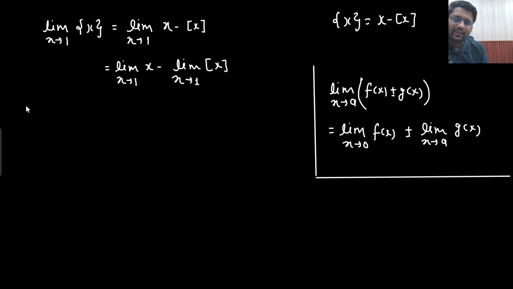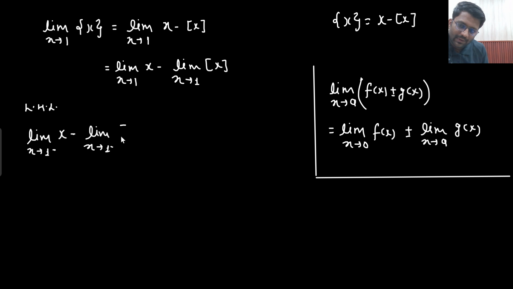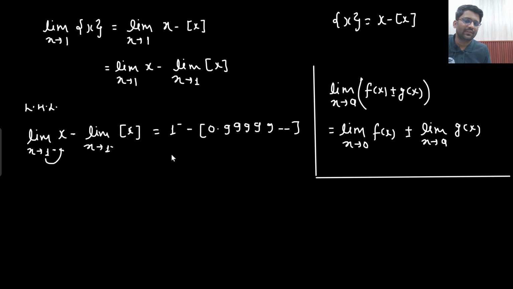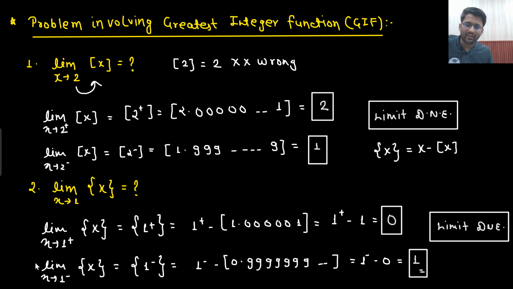Now we need to find out the left hand limit and right hand limit. If I find the left hand limit, that means I am finding limit x tending to 1 minus of x minus limit x tending to 1 minus of the greatest integer function of x. Now you know what will be the answer of this one? You put this value here, what will you get? 1 minus. Then 1 minus means somewhat lesser than 1, that means 0.999999. So the greatest integer function would just take it down to 0. So the value is nearly coming out to be 1. The left hand limit we were getting equals 1 only.